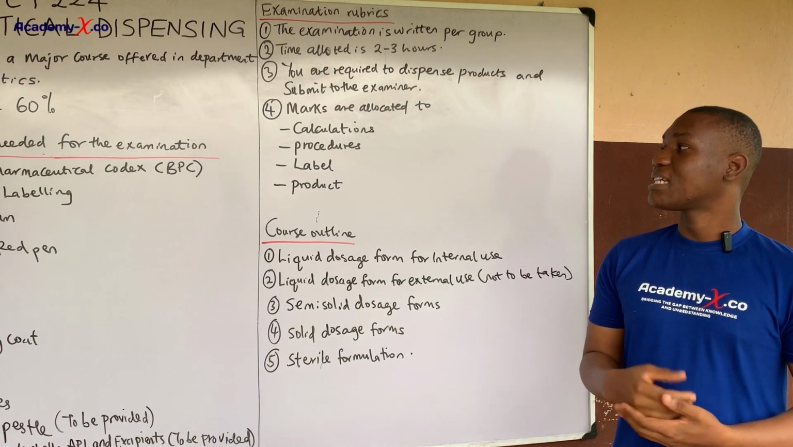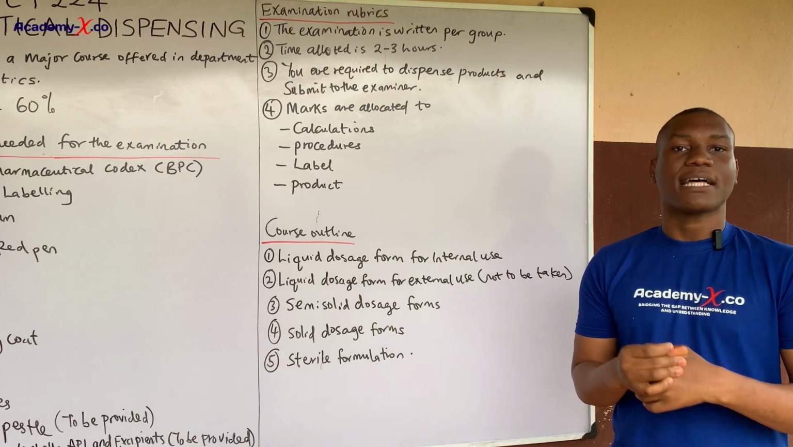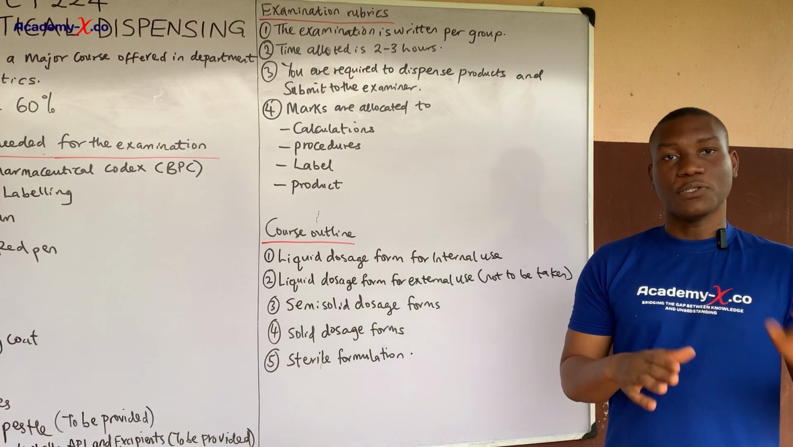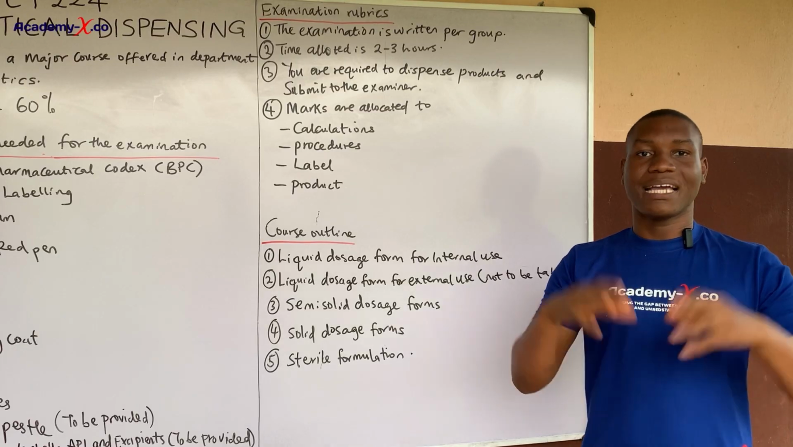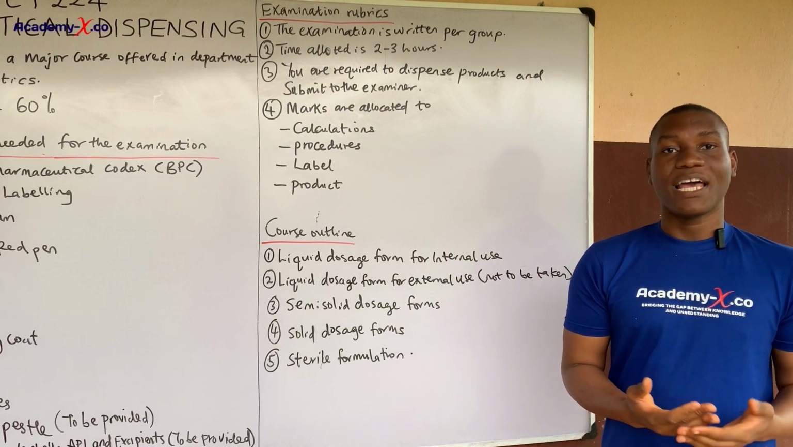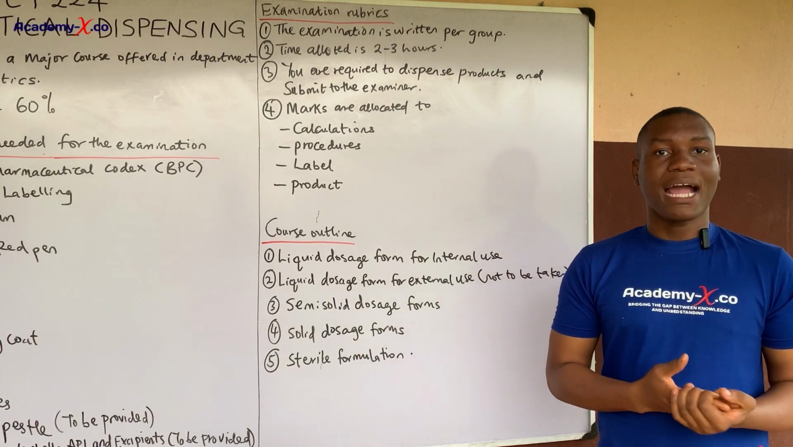Now, the marks allotted are calculation. Calculation has a particular mark because you must calculate amounts of ingredients you are going to use. Sometimes you can reduce a master formula, sometimes you can enlarge a master formula. So you have to provide the working formula you use to prepare your preparation. So it has its own mark.